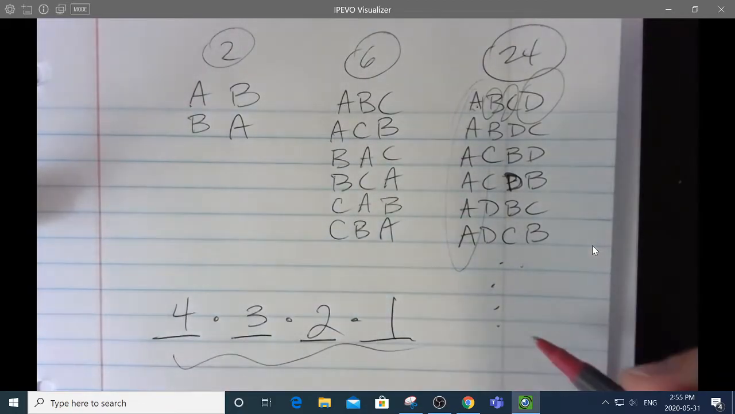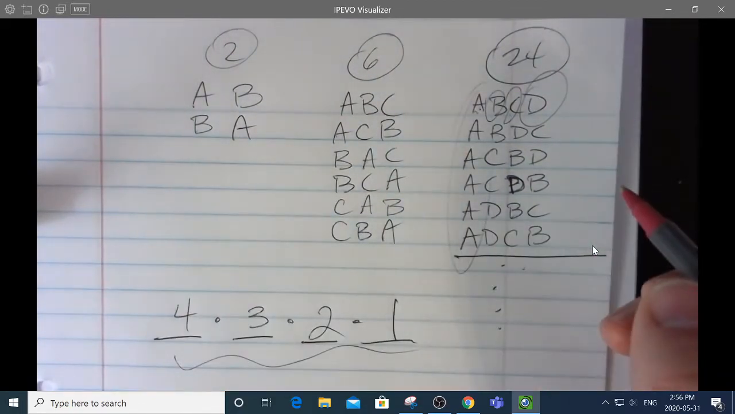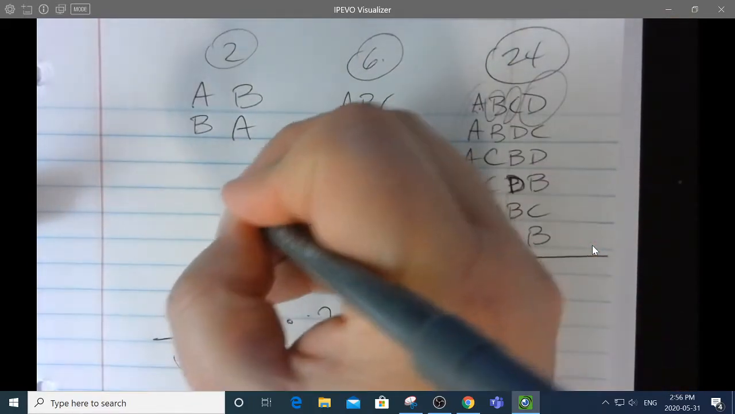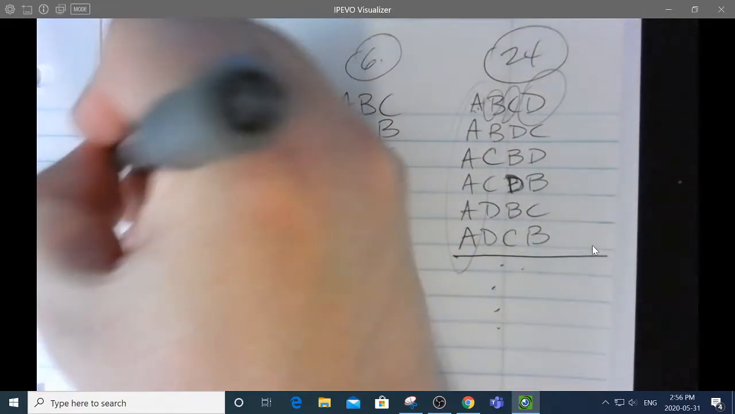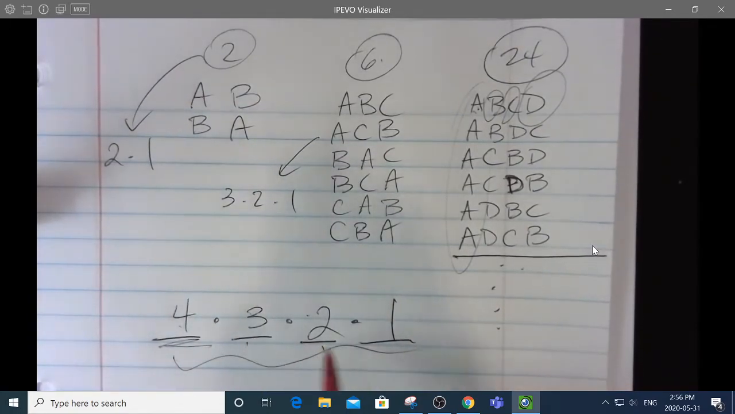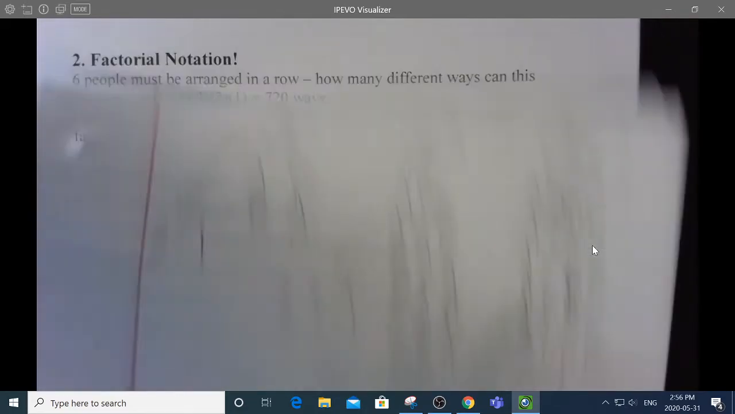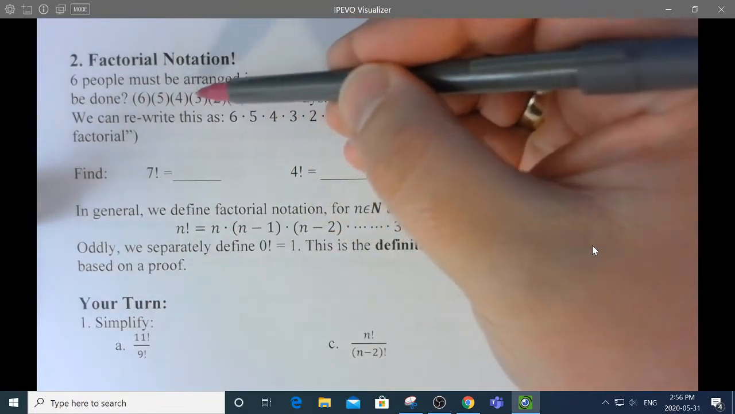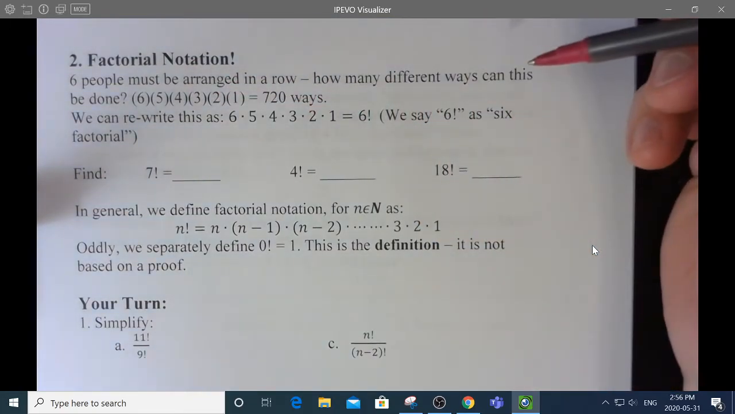And notice this pattern. If I have 4 people to arrange in a row, I have 4 times 3 times 2 times 1. Notice this number here is actually 3 times 2 times 1. And this number here is just 2 times 1. And anytime I need to arrange a specific number of things, and the arrangement order matters, I have to go that number times the number that's smaller times the number that's smaller, and I keep going until I get 1. And that is called a factorial. 6 people must be arranged in a row. You could arrange them 6 times 5 times 4 times 3 times 2 times 1, which is 720 ways. And you write that.